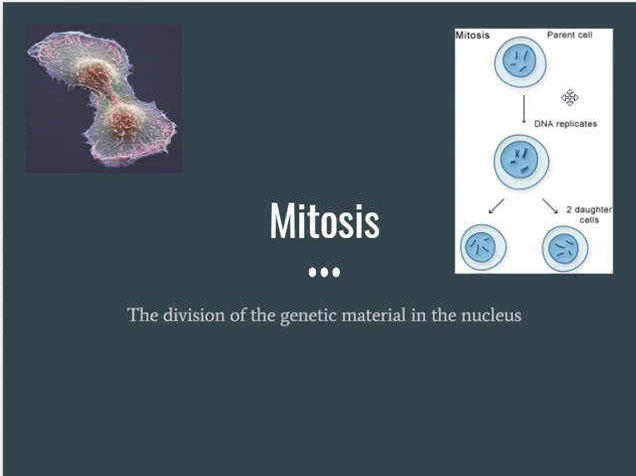We have an original cell, and then that cell is going to replicate its DNA, and then it's going to split into two cells that have the same makeup as that original parent cell. These two cells that come about are called daughter cells. So we're going to be looking at this process and specifically focusing on the genetic material, the DNA, and how it moves through this process.